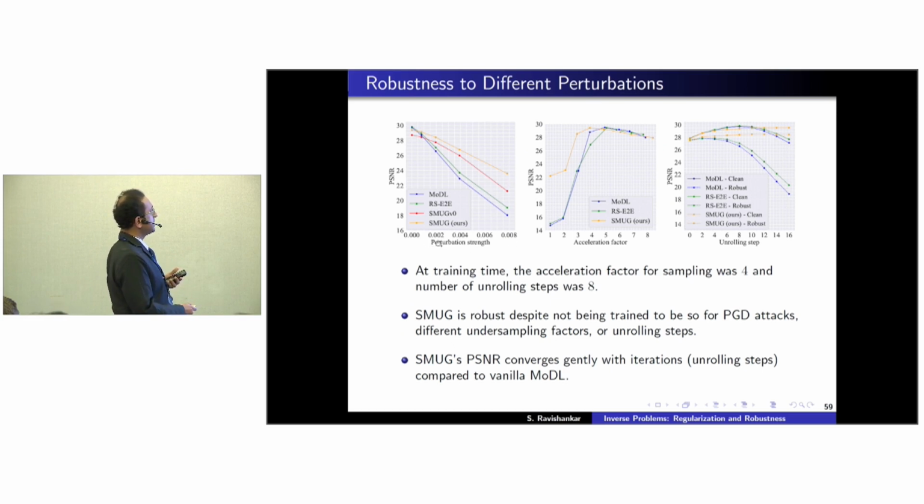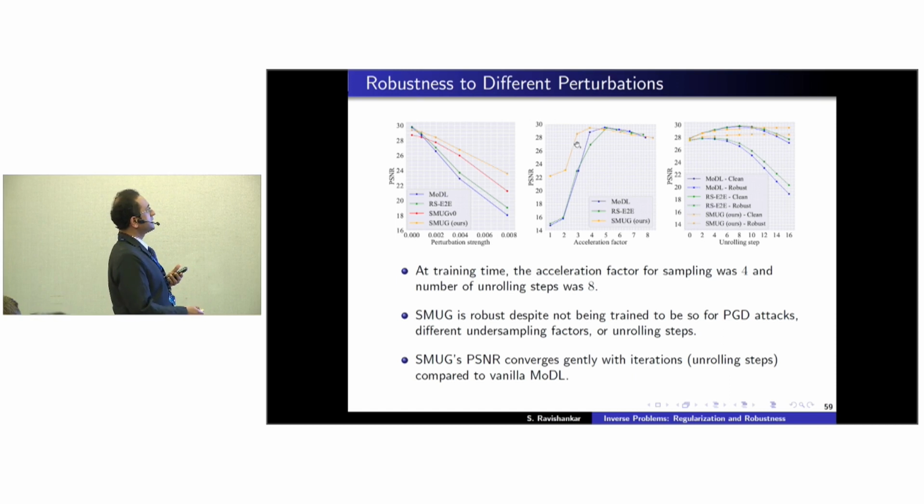So here we are just adding these noise perturbations to the input of the network and increasing the strength of those perturbations. As you increase the strength of the perturbations, the regular vanilla MODL fails, and even the end-to-end randomized smoothing fails. But if you incorporate randomized smoothing in a more systematic way inside the unrolled architecture, that seems to give you more robustness than these other methods.